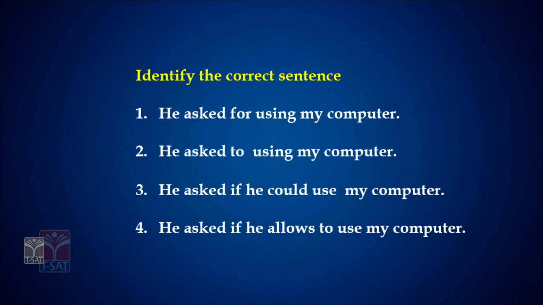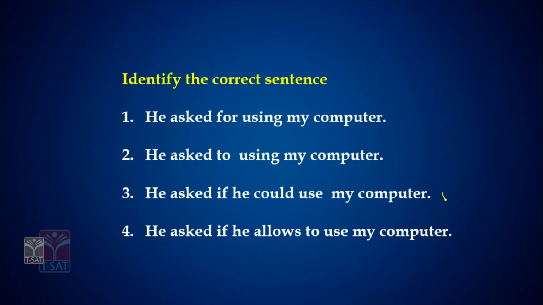Now, you can see number 1, he asked for using my computer. He asked to using my computer. Generally, to is followed by a plain infinitive. So, to using is not generally used. So, to use it should be. Anyway, we will have to eliminate to also. Now, the first one, he asked for using my computer. He asked if he could use my computer. Between these 2 sentences, sentence number 3 is better. So, this is the correct one. Now, let us go to the next one.